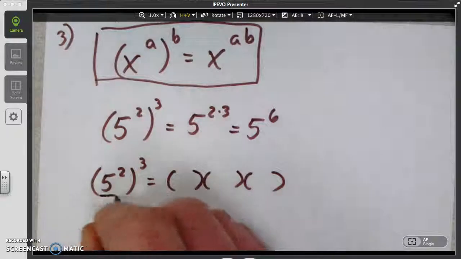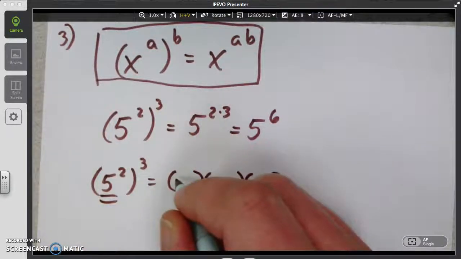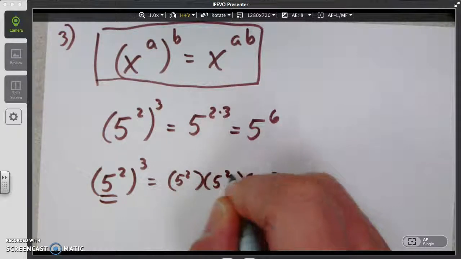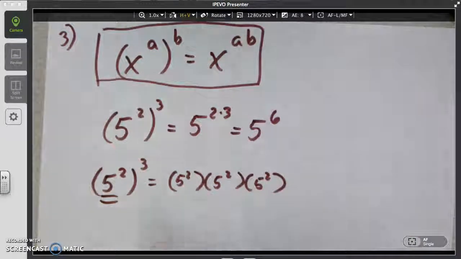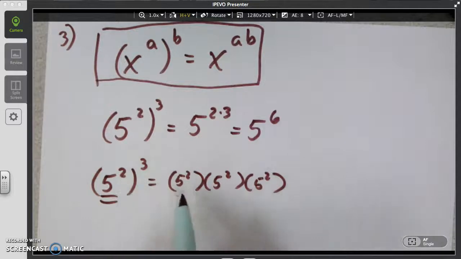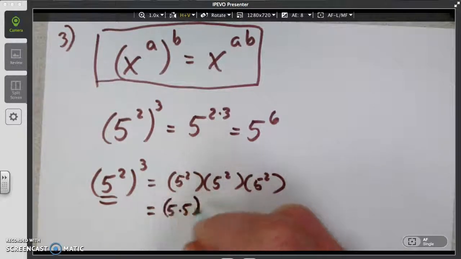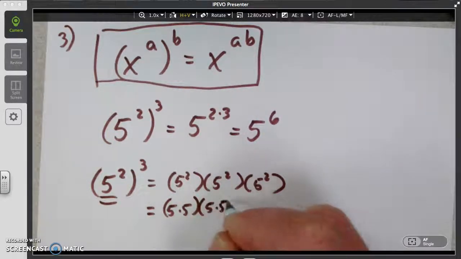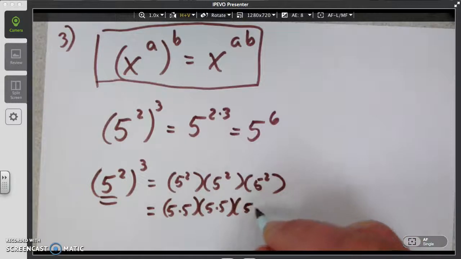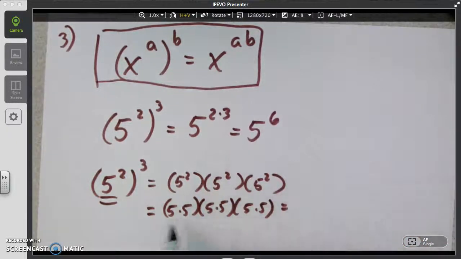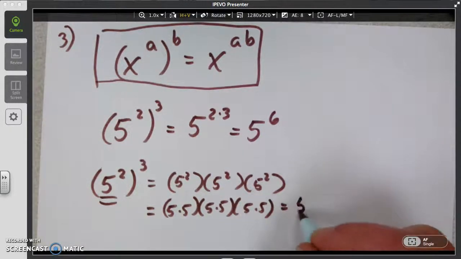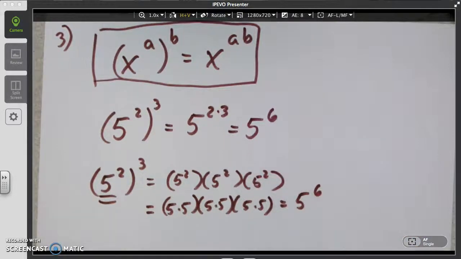Now, what was inside? 5 squared. So all we did is we said 5 squared, whatever's inside, write it 3 times. We did that. But what is 5 squared? Well, 5 squared is really 5 times 5. And how many 5s do you have? You have 6 of them. So you have 5 to the 6th.